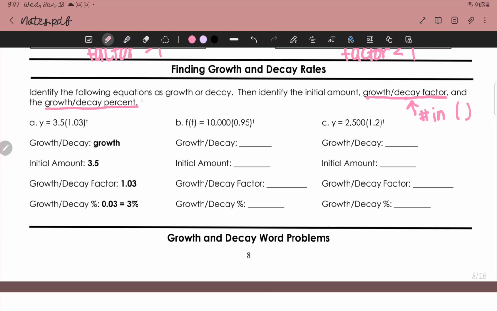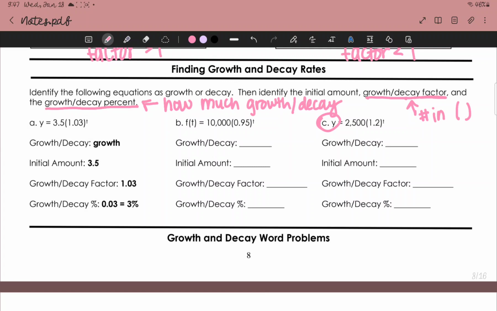So how much is it growing? That's what that means. How much growth or decay? That's what I want to know. How much is it growing, or how much is it decaying, whichever one it's doing. Okay, I'll do A, and you guys will do B and C. Oh, never mind, A is already done for you guys.